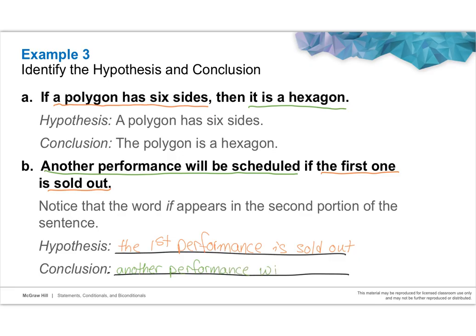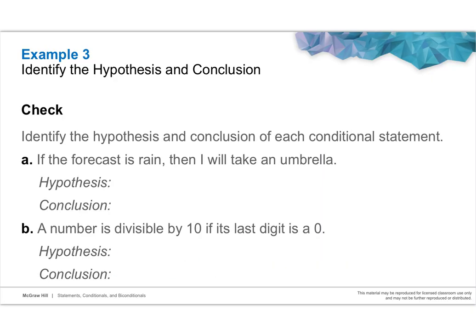And I hope you're writing along with notes as always. If you've lost track at all, we are on page 163 here before we get to our check. In the check, we're going to do something similar, which is to identify the hypothesis and conclusion of each of these conditional statements. A, if the forecast is rain, then I will take an umbrella. And B, a number is divisible by 10 if its last digit is a 0. See if you can take a pause in the video and identify those hypotheses and conclusions.